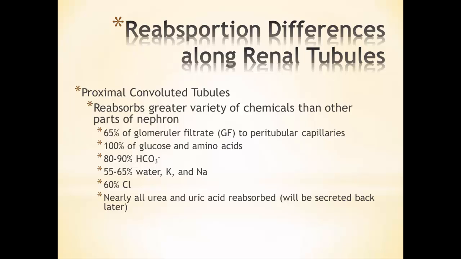Now, different areas along the renal tubules reabsorb different things. You can see the proximal convoluted tubule reabsorbs quite a variety of things, and the percentages here. Notice that all of these are basically over 50%, so the proximal convoluted tubule would be voted as the most reabsorption capable part of the tubule. And then notice also that it is 100% glucose and amino acids that are reabsorbed. Also note that almost all the urea and uric acid is reabsorbed, but we're just going to get rid of that and secrete it later.